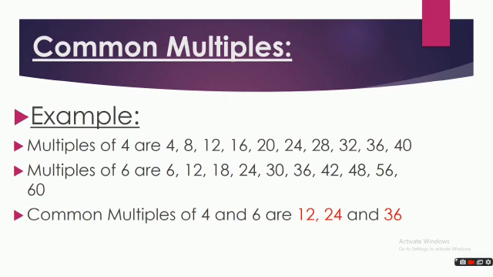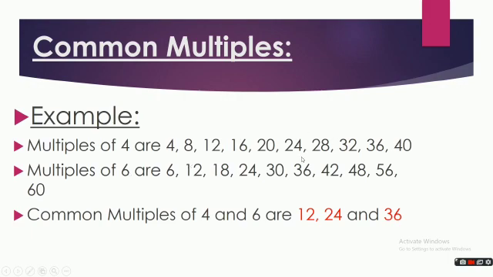Common multiples. For common multiples, first we will find out the multiples of the given numbers. Now look at the example over here. Multiples of 4 are 4, 8, 12, 16, 20, 24, 28, 32, 36, 40. And multiples of 6 are 6, 12, 18, 24, 30, 36, 42, 48, 54 and 60. Now common multiples means we have to find a number among all these multiples which is the multiple of 4 as well as the multiple of 6.